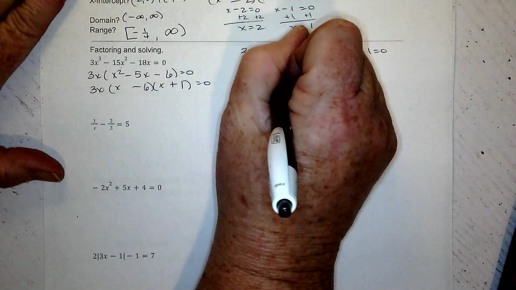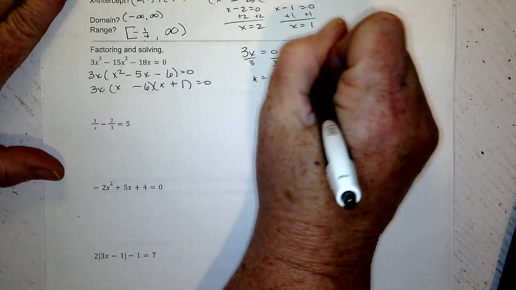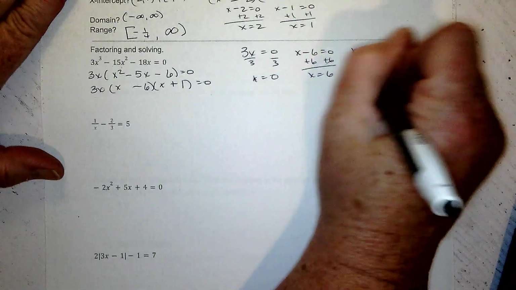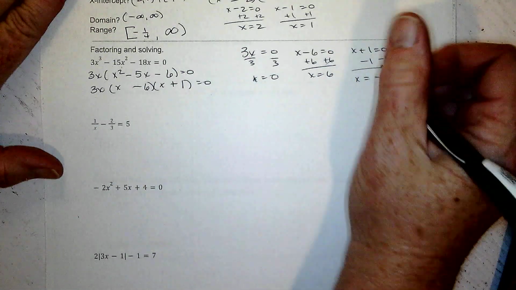Divide both sides by 3. x is equal to 0. Add 6 to both sides. x is equal to 6. Subtract 1 from both sides. x is equal to negative 1.